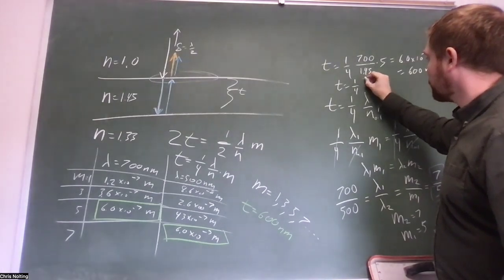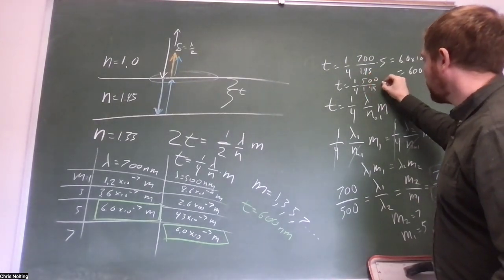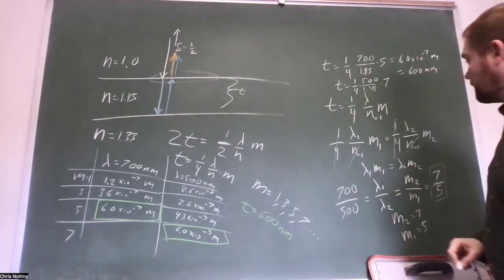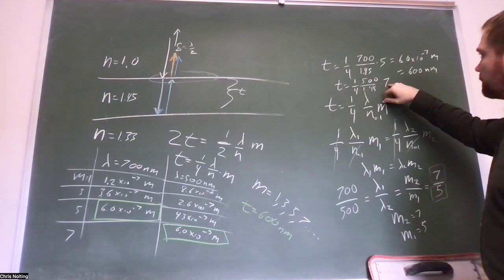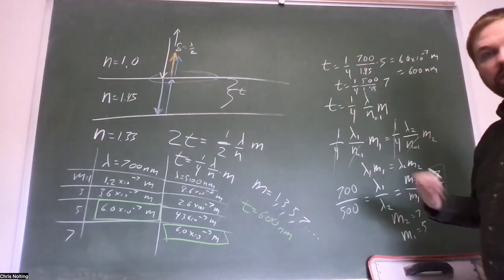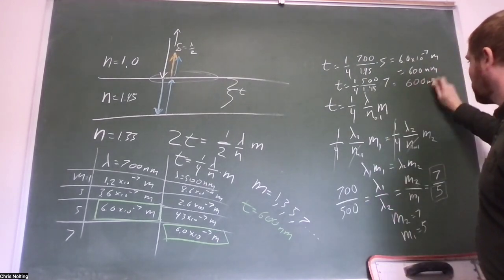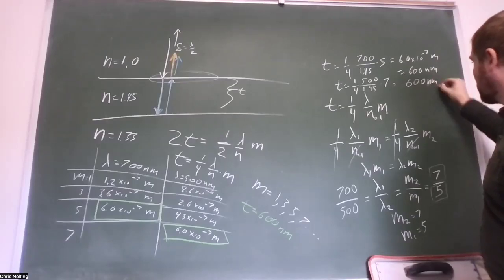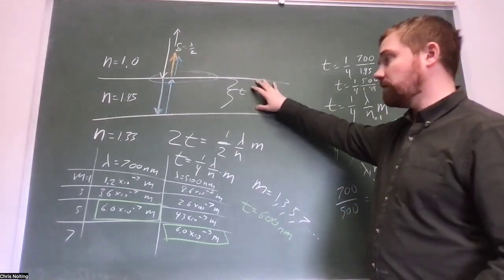But we could see that we could plug in the other of these. We'd say 1/4 now 500 nanometers over 1.45 times now m is 7. And of course, we could see 500 times 7 is going to be the same as 700 times 5. And so we will get the same answer of, again, 600 nanometers. So that's one way of trying to solve this.